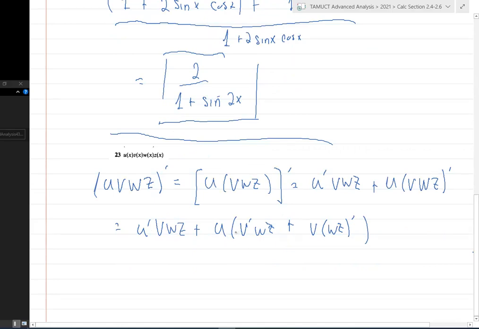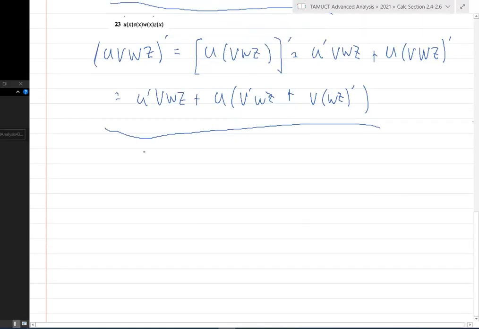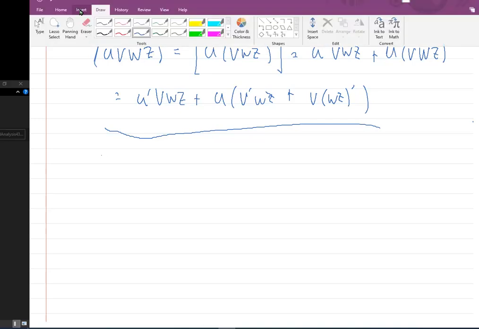Now it turns out you can use this one for number 24. Number 24 is a special case of 23. All right. So you can use that. All right, let's move on to the last one I was going to do, which is 45. And that's over here.